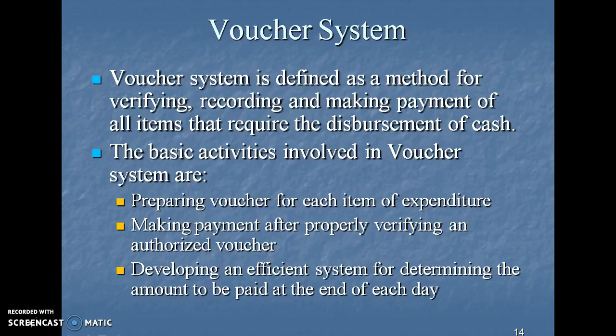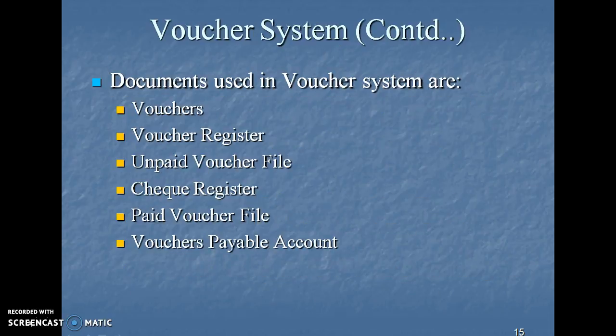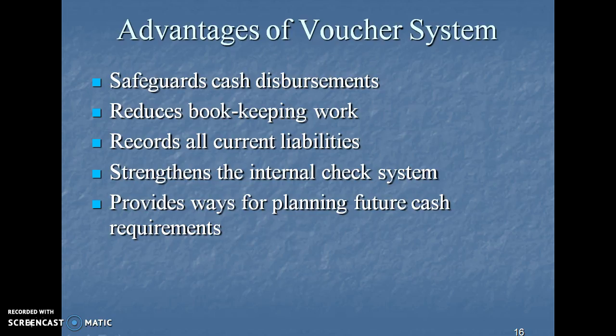Voucher system. Voucher system is defined as a method for verifying, recording and making payment of all items that require the disbursement of cash. The basic activities involved in voucher system are preparing a voucher for each item of expenditure, making payment after properly verifying an authorized voucher, and developing an efficient system for determining the amount to be paid at the end of each day. There are different types of vouchers: voucher register, unpaid voucher file, check register, paid voucher file, voucher payable account.